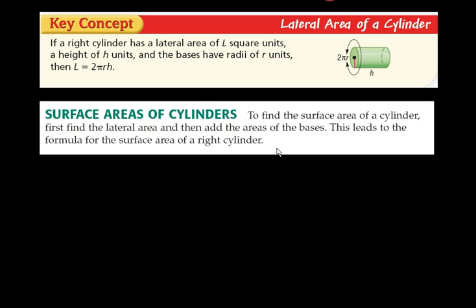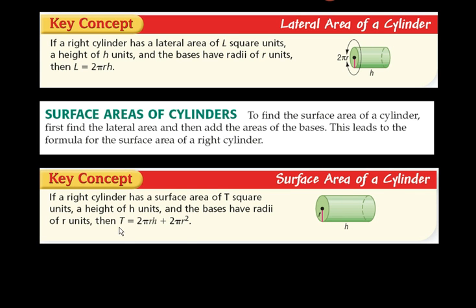Surface area of cylinders. To define the surface area of a cylinder, let's first find the lateral area, then add the area of the bases. This leads to the formula for the surface area of a right cylinder, which is this right here. Area is 2 pi rh plus 2 pi r squared. So basically this is the lateral surface area, 2 pi rh, and the 2 pi r squared is the area of both bases, which are circles.